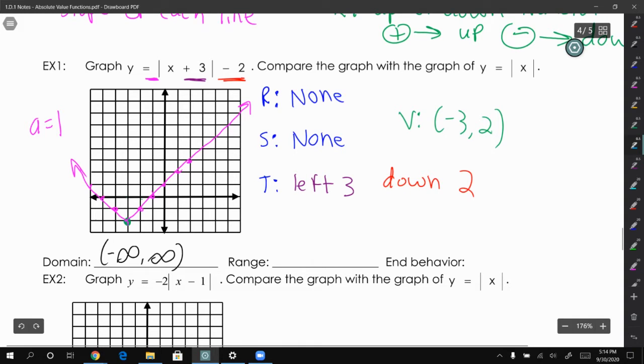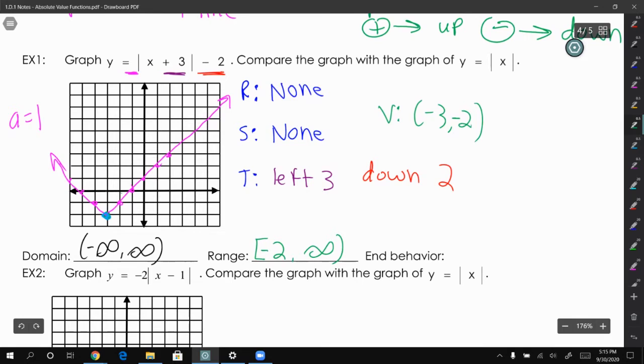Now the range, this function is opening up, so that means it has a minimum value. So we look right here at our vertex, and we look at the y-coordinate. It's negative 2. Sorry, the vertex here should be negative 3, negative 2. So the y-coordinate is negative 2, so that is our smallest y value. And we go all the way to infinity because our function is opening up.